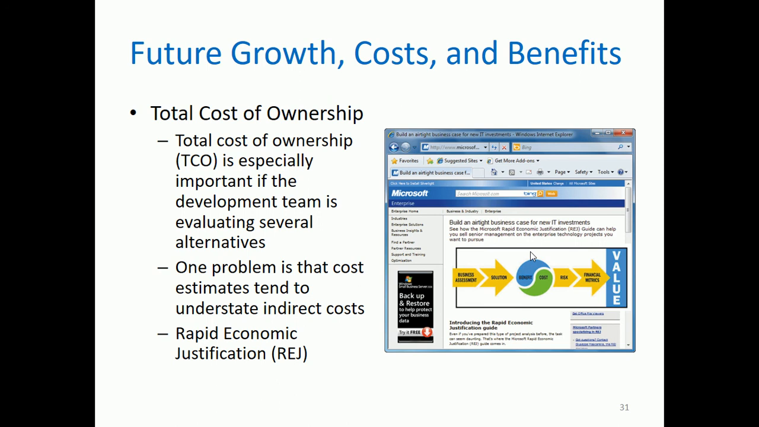Okay, we have the rapid economic justification, or REJ. This analyzes and optimizes the economic performance of IT investments. This is also very important: do your IT investments really translate to a monetary advantage for the company or not?